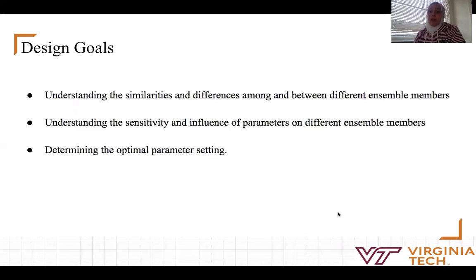Therefore, the goal of our paper is designing a visualization tool that would enable scientists to understand and interpret the similarities and differences between and among ensemble members, understanding the influence and the sensitivity of input parameters on simulation's output, and finally determining the optimal parameter settings, studying the patterns and distributions in the data.